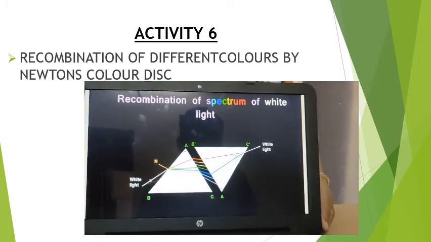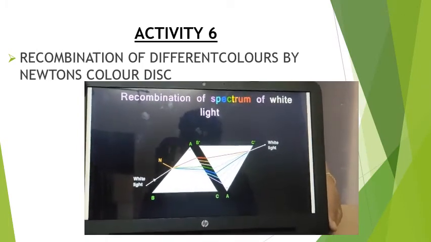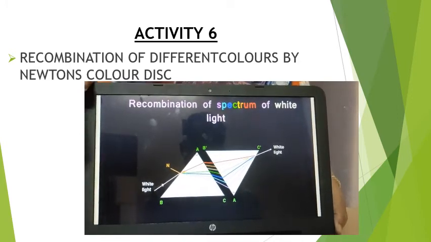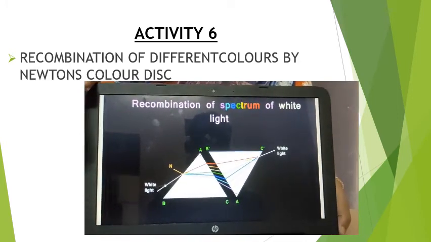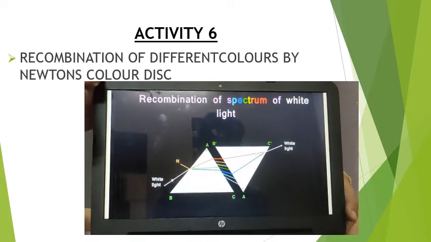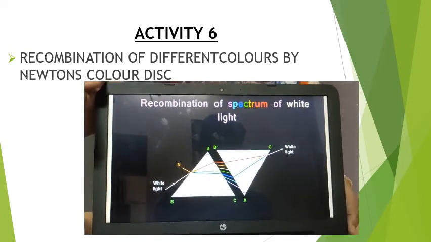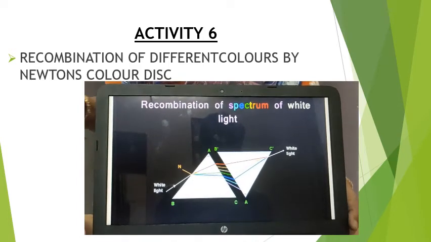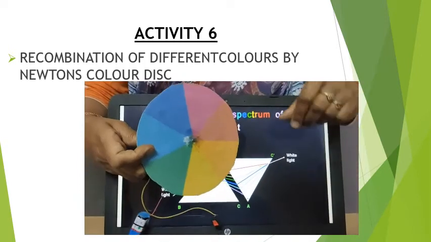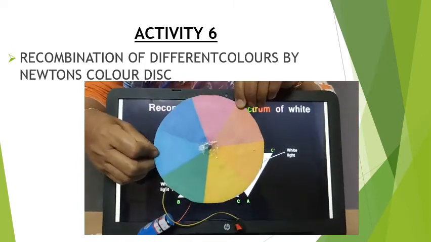Students, we have seen that with the help of 2 prisms placed in opposite directions, we can join the 7 Vibgyor colors into single white light. Now, is there any other way to join these 7 colors? Yes, we can join the 7 colors with the help of this Newton's color disc.